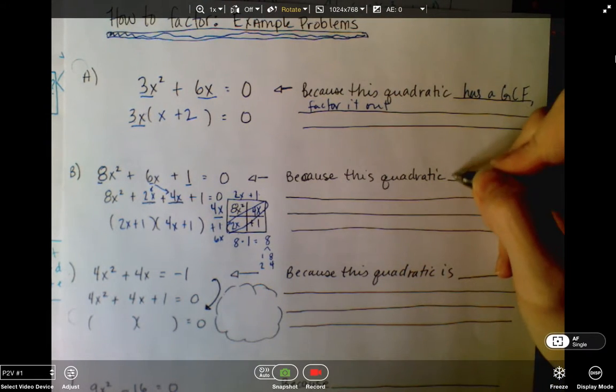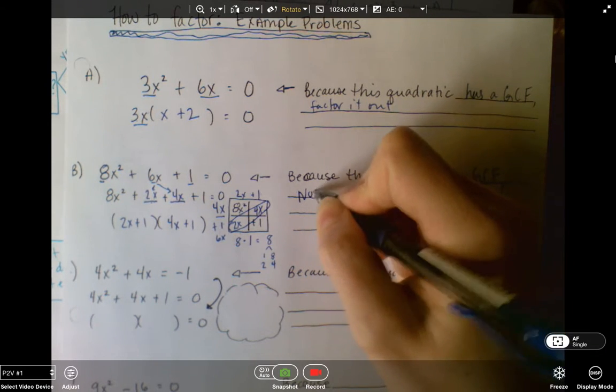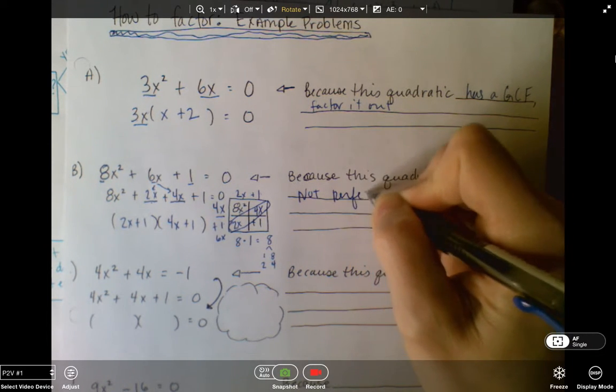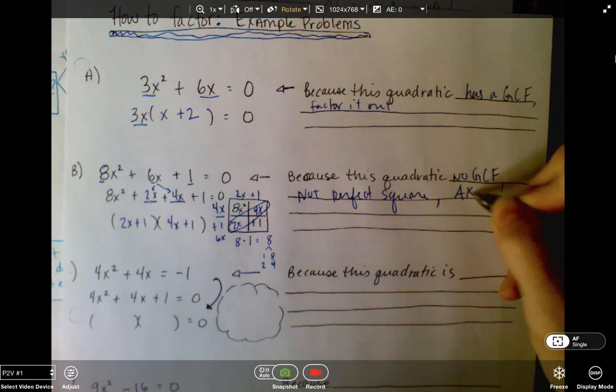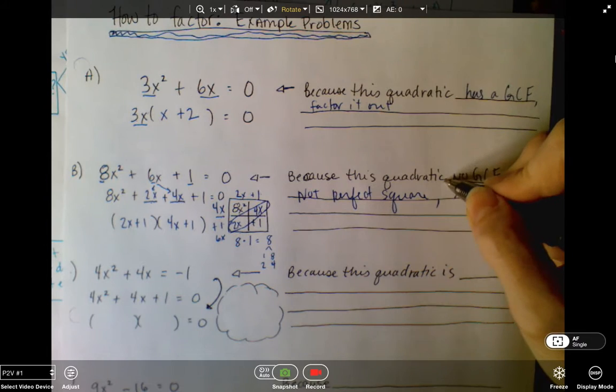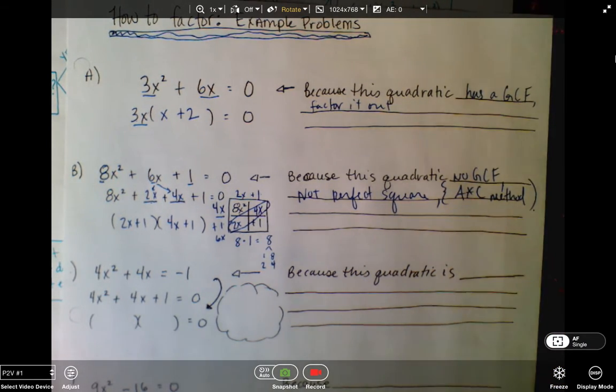Because it's quadratic, no GCF, not a perfect square, then we use the AC method. If it doesn't work, it's not factorable.